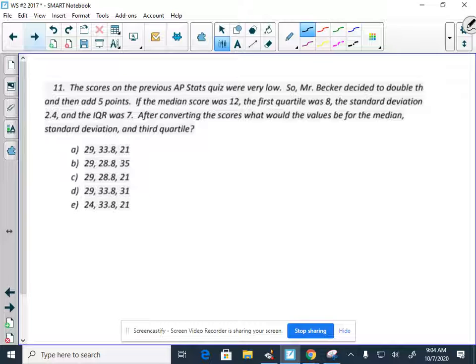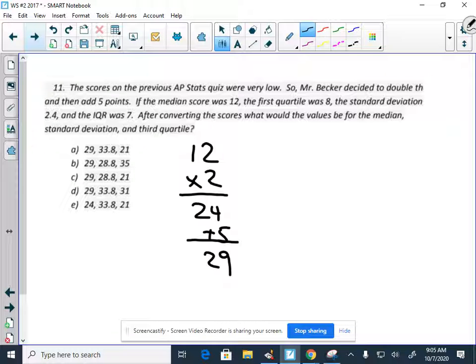The scores on the previous AP stat test were very low, so Mr. Becker decided to double it and add points. This one I might have a mistake on here. We'll see. The median was 12, so if I were to double it and then add 5, the new median would be 29. So again, look on the answer key because I feel like I had a wrong one on this one.